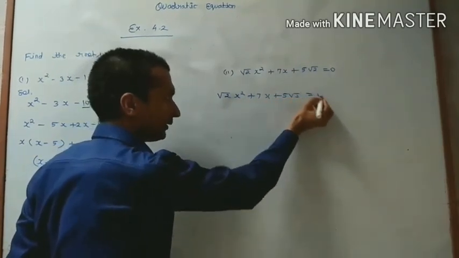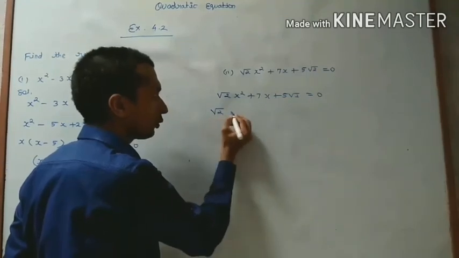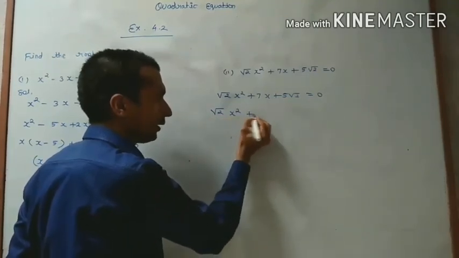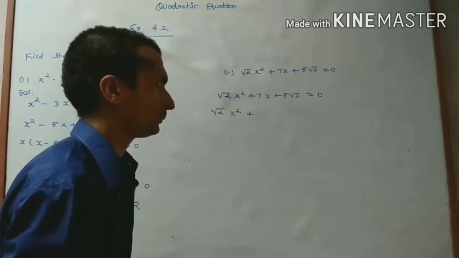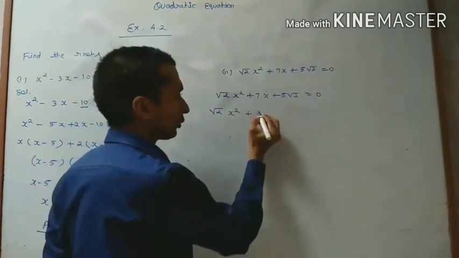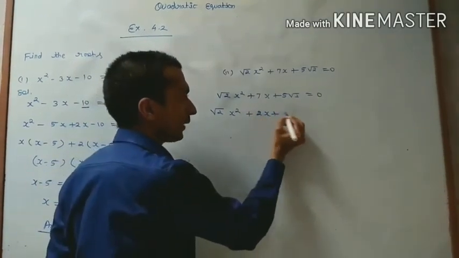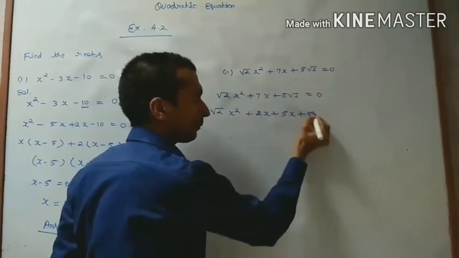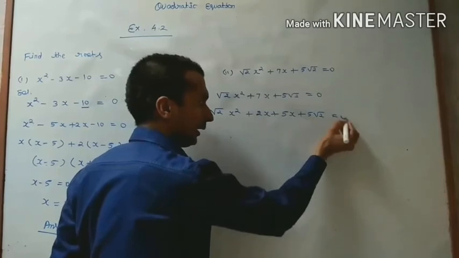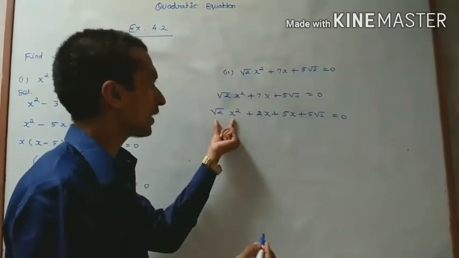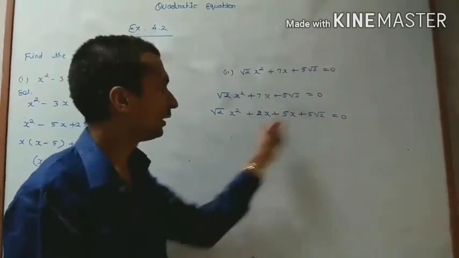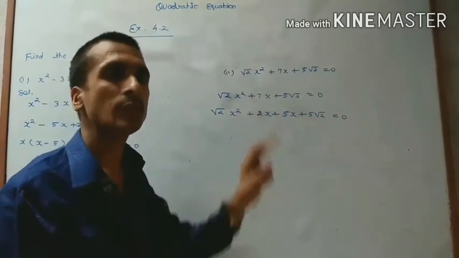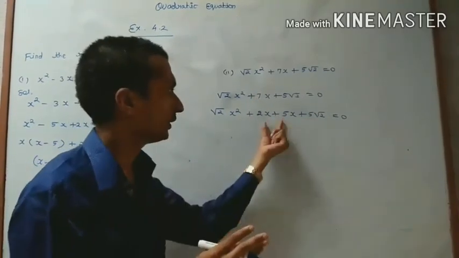First of all, we write the question. Next step, root 2 x squared. How to write? 5 × 2 is 10. Okay, so 2x plus 5x, and 5 root 2. First term and last term as it is, root 2 x squared and 5 root 2 as it is. The middle term splitting method: split means to break, we have broken it. 5 × 2 is 10.